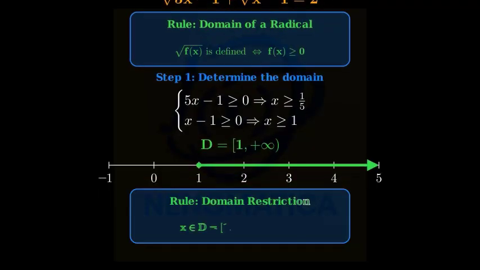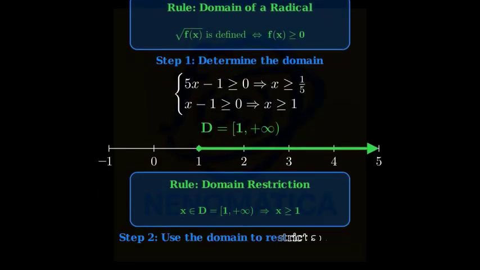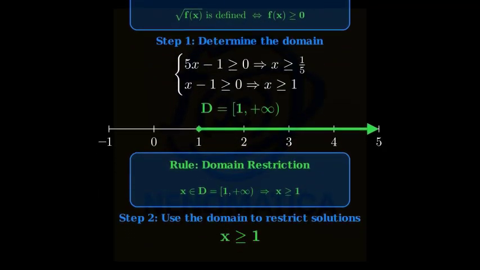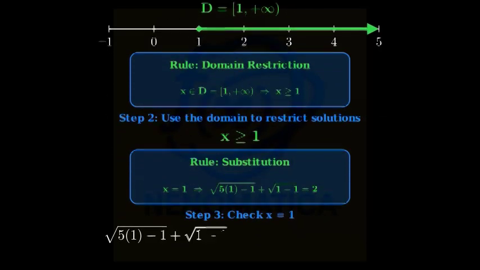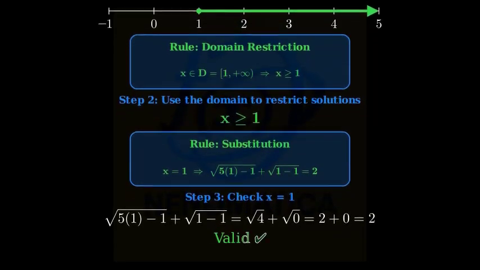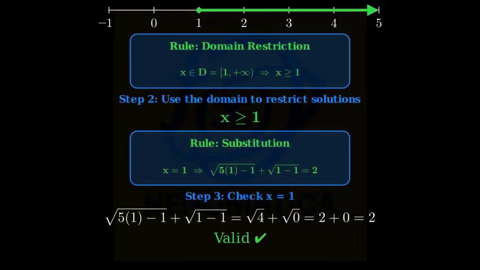Step 2. Use the domain to restrict possible solutions. Therefore, any solution must satisfy x greater than or equal to 1. We keep that in mind as we test values. Step 3. Check the boundary point x equals 1. Substitute x equals 1 into the left-hand side. Square root of 5 minus 1 plus square root of 0 equals 2 plus 0, which is 2. That matches the right-hand side. So x equals 1 is a solution.